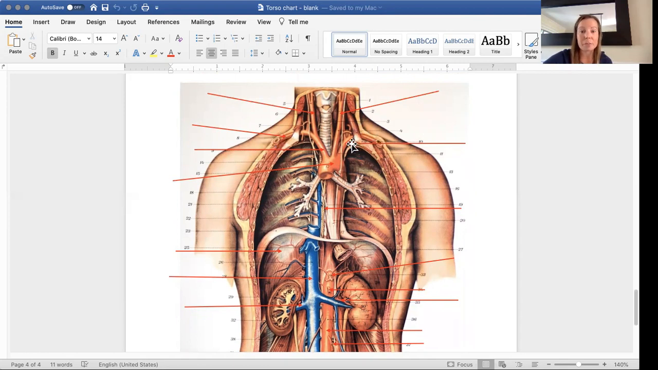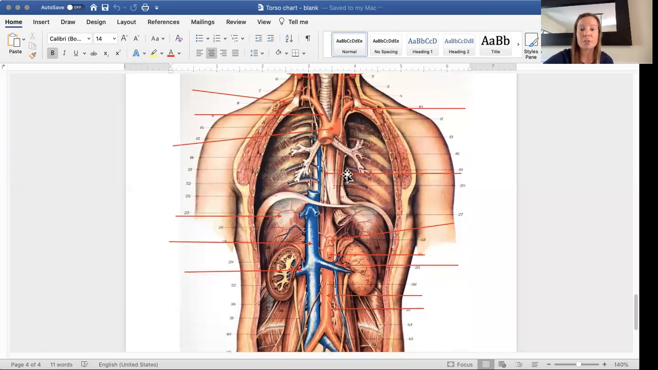Over here, this is the subclavian artery as well. So this is the left side and this is the right side. This is the brachiocephalic artery, brachiocephalic trunk. This is the aortic arch. Then let's see, this is pointing to some lymphatic vessels right here. Then this again is pointing to the diaphragm.